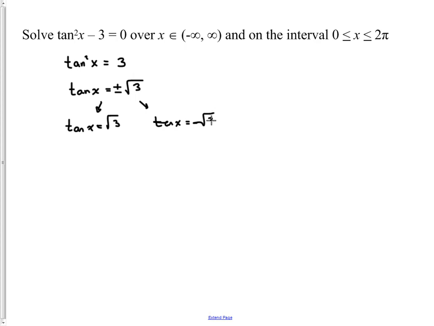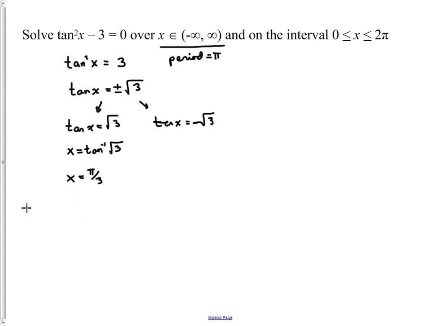And the thing that we want to point out right here about tangent of x is this. As far as the general solution is concerned, remember that the natural period for a tangent function is equal to pi. And that helps us out a lot, because when we take the inverse tangent of radical 3, which is our first quadrant, we're going to get x is equal to pi over 3, right? We're finding the angle whose tangent would be equal to positive square root of 3.